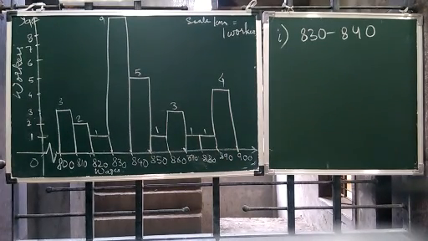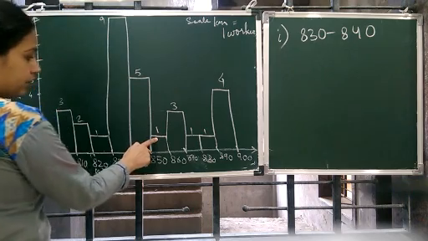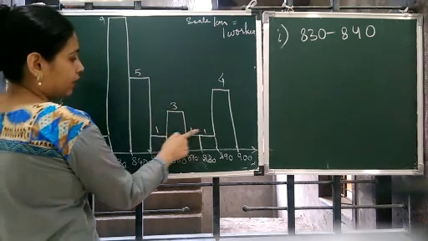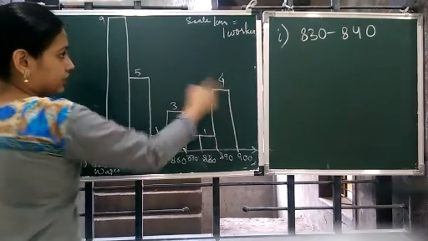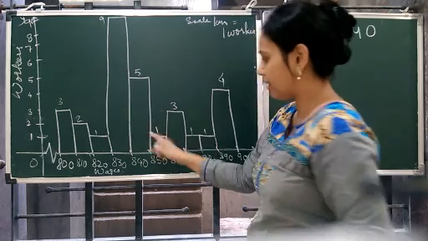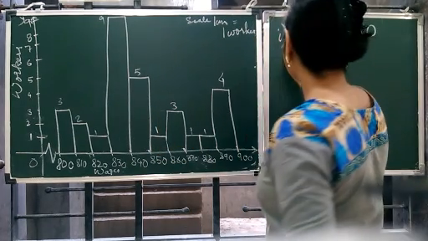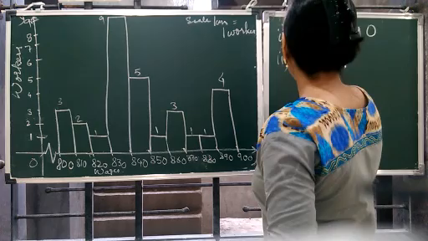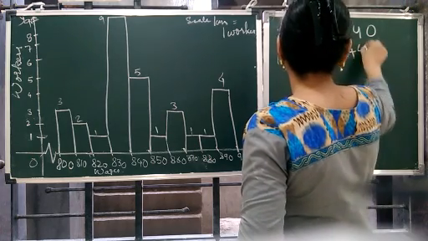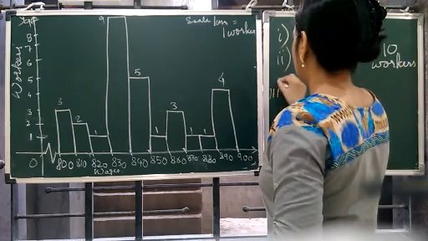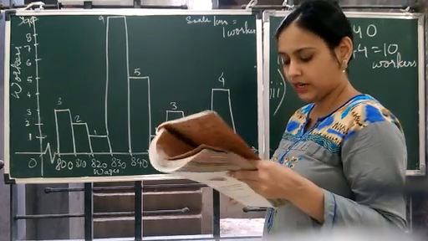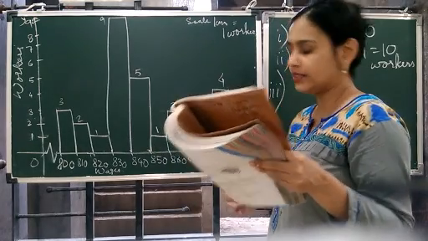Then how many workers earn 850 rupees and more? So 1, 3, 1, 1, 4. 1, 2, 3, 4, 5, 6, 7, 8, 9, 10. How many workers? 10 workers. 850 के बाद वाले numbers को add कर देंगे. So it will be 1 plus 3 plus 1 plus 1 plus 4, which gives us 10 workers.